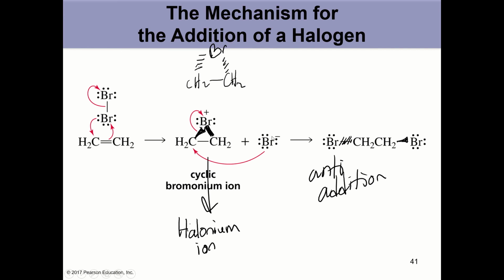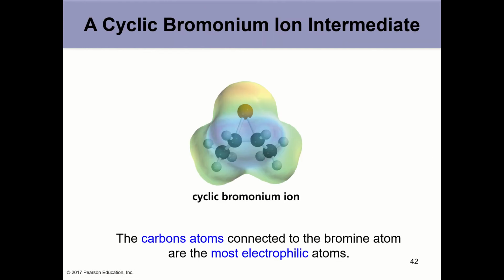In addition, when the second bromide ion bonds, it can't bond on the same wedge type as the original bromine, because there's only one solid wedge. It has to bond opposite of that direction, which makes the two bromines anti to one another in the product. It's very important to remember the name of the halonium ion intermediate and what the general shape is: a three-membered ring with a halogen that has a positive charge. The carbon atoms are both connected to the bromine atom.